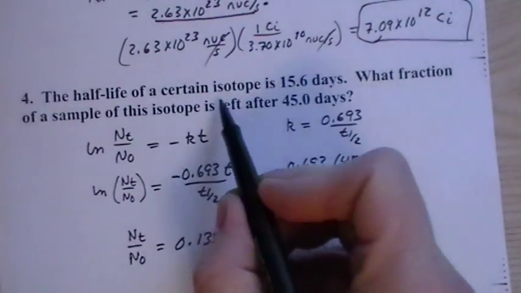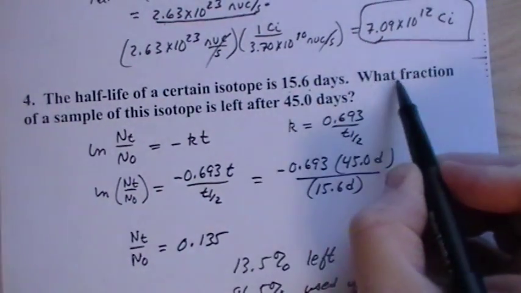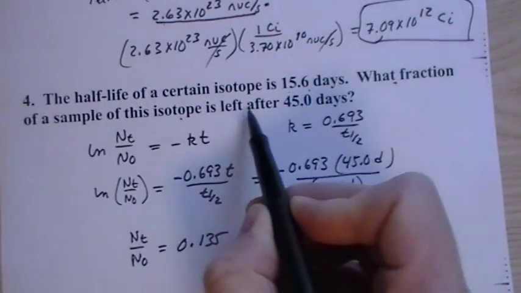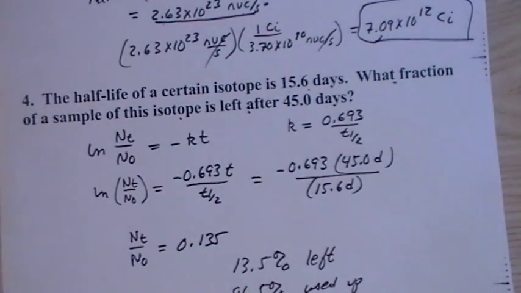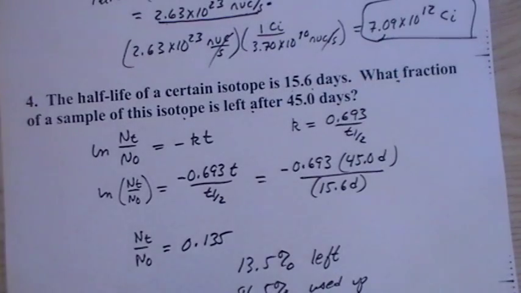Okay, the half-life of a certain isotope is 15.6 days. What fraction of a sample of this isotope is left after 45 days? Okay, so this is where we take a tremendous break from chapter 13, I believe it was.